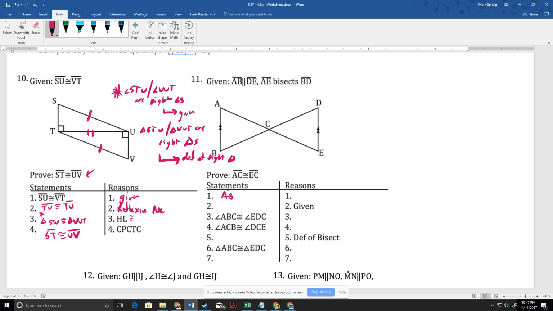All right, look here, we got some parallel lines. This is our given. AB is parallel to DE. That is given, and they're marked already. The other given is that AE bisects BD. Okay, so let's look at these angles first, because it says angle ABC, which is here, and angle EDC, which is here, are congruent.